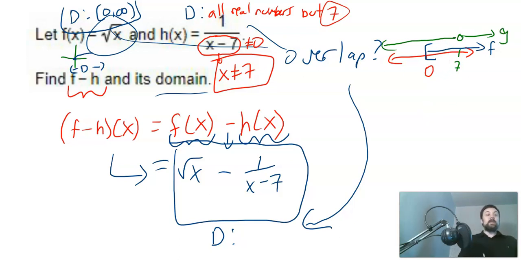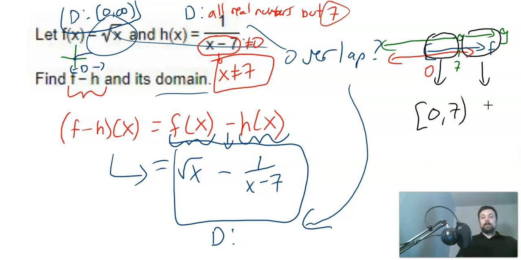So where do we see them overlapping each other? They overlap here from 0 to 7, and then they overlap from 7 to infinity. Right. And so from 0 to 7, we see that the two domains are... I went into autopilot there without really thinking about what I was writing. 0 to 7, right, would be this segment here. This segment goes from 7 to infinity.